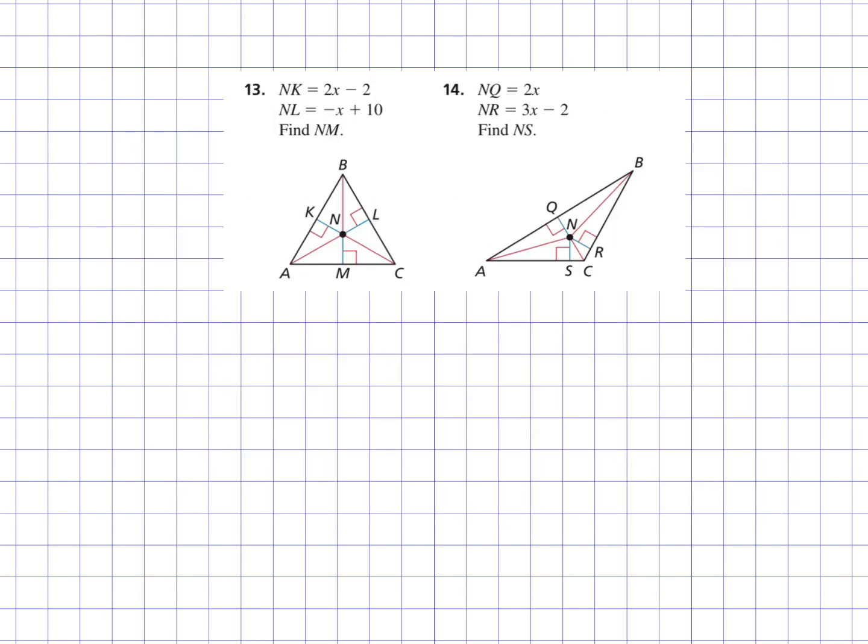All right, so now we're looking at these. NK is 2x minus 2, NL, so these are the same. This is the same as the last one. So the incenters, they're equidistant. And we have to find the length from N to M.